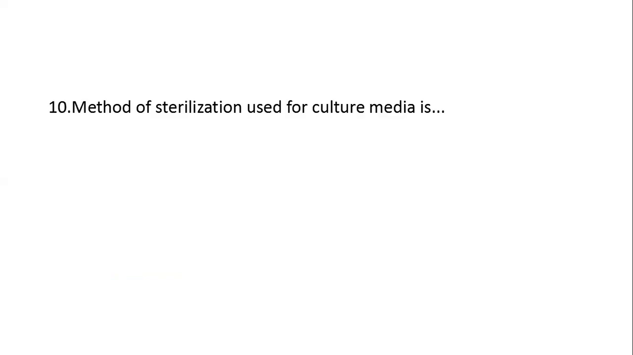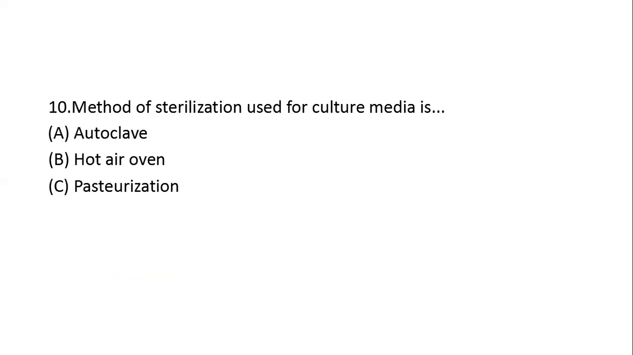Next question. The method of sterilization used for culture media is: option A, Autoclave, option B, hot air oven, option C, Pasteurization, option D, None of the above. So here the right answer is option A, Autoclave. Autoclave works based upon the principle of steam under pressure, above 100 degrees centigrade. In the autoclave, the culture media is sterilized at 121 degrees centigrade, 15 lb pressure for 15 minutes.